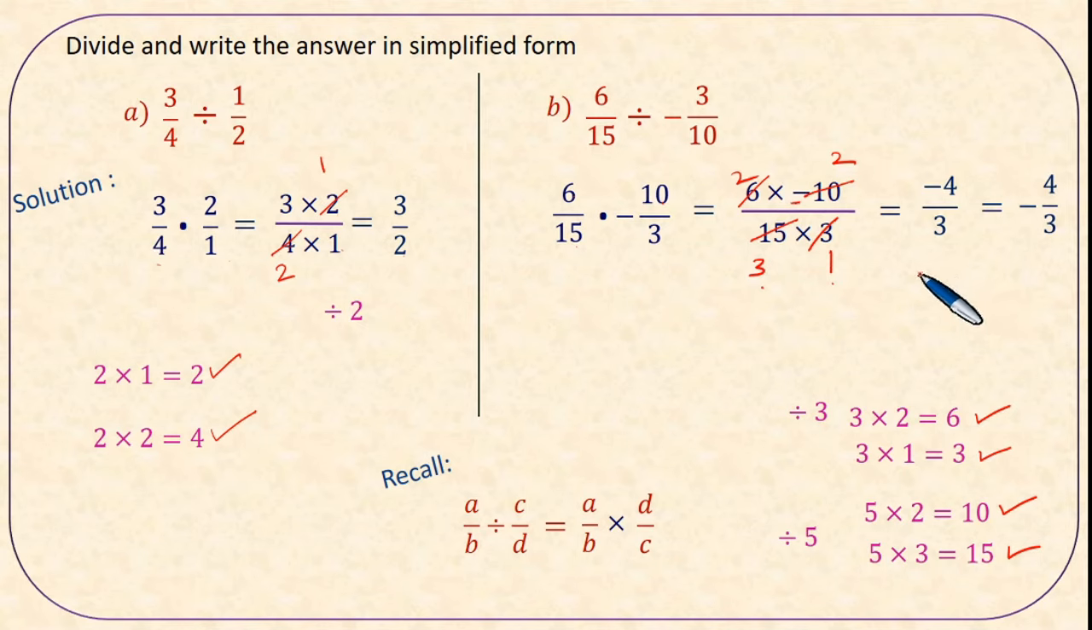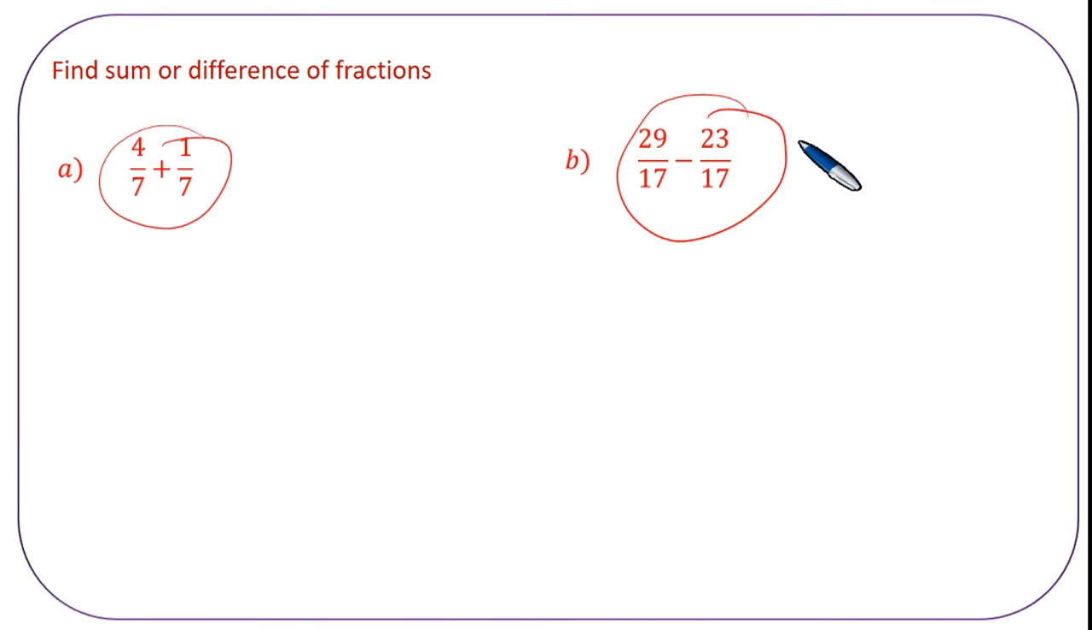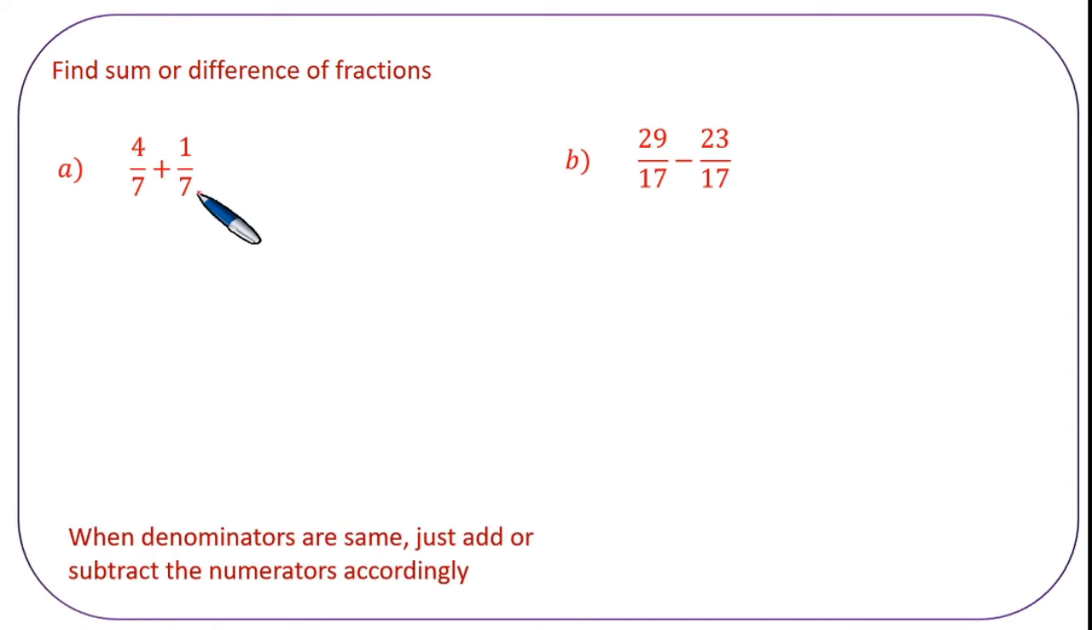The next topic is how to find the sum or difference. Means how to add the fractions and how to subtract the fractions. So first we will learn when the denominator is same, how to find the sum or difference of fraction. Here when the denominators are same, it's very simple. Just you need to add and subtract the numerators accordingly. Very simple.